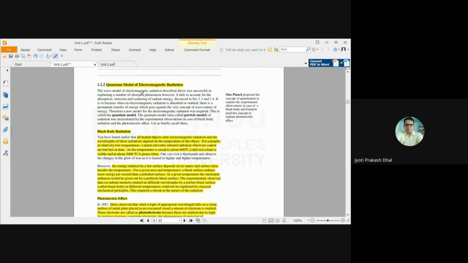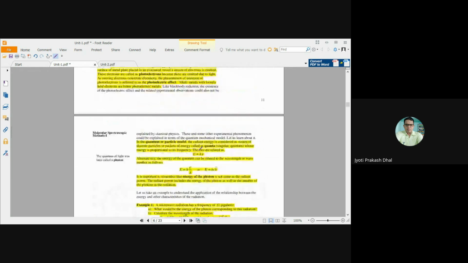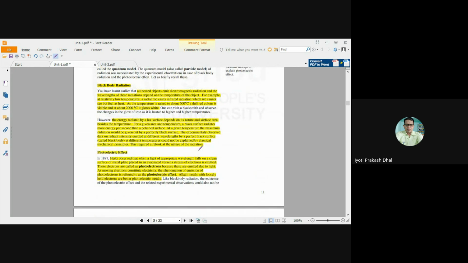Now coming to the quantum model of the electromagnetic radiation. The quantum model of the electromagnetic radiation can be explained by two different factors. The first one is blackbody radiation and the second one is photoelectric effect. So let us first discuss about blackbody radiation. So the blackbody radiation means, suppose we know that all the heated objects emit electromagnetic radiation, and the wavelength of this radiation depends upon the temperature of the object. For example, at a relatively low temperature, a metal rod emits IR radiation which cannot be seen, but we can feel the heat.